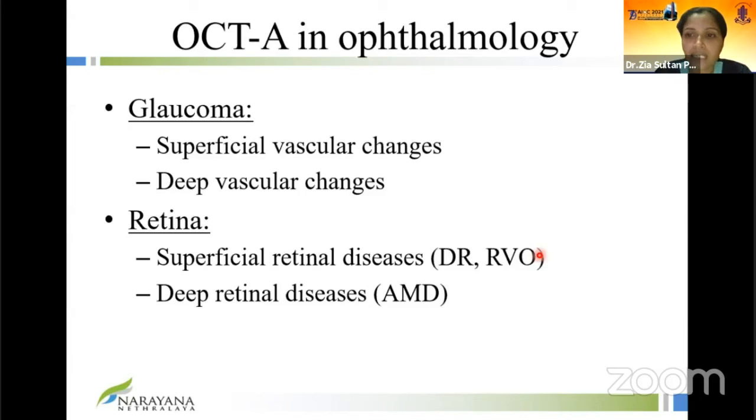We'll discuss its uses in glaucoma, and I've divided this into what the changes are in the superficial layers and in the deep layers. Then my retina colleagues are going to discuss OCTA again in superficial retinal diseases and deep retinal diseases. Okay, we'll start next with Dr. Sujani, who will discuss the superficial vascular changes in glaucoma.